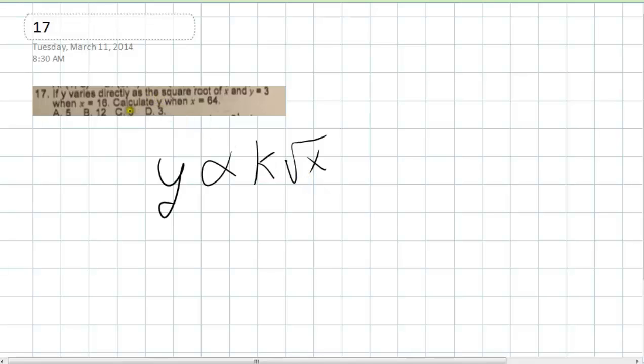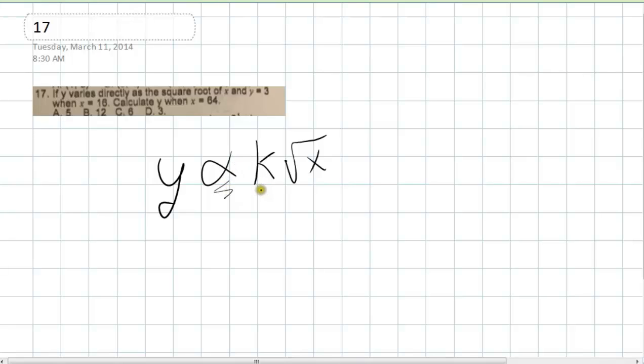Okay, so they said y varies directly. So this symbol means it's proportional to, and so that's just telling you that y will always change according to x. Okay, and then it also tells you that it has the square root of x. So here is the square root of x. Okay, and then I put a k in there because it tells us that it varies directly.